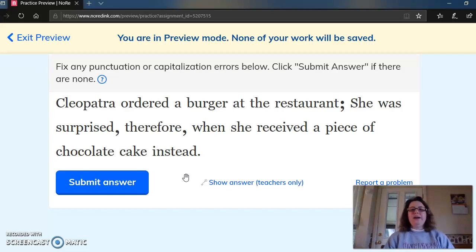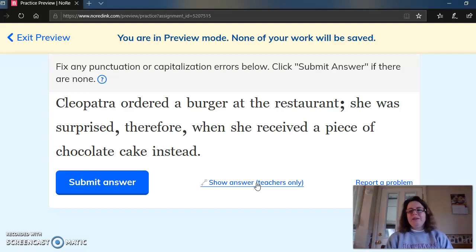Cleopatra ordered a burger at the restaurant. Semicolon. She was surprised, therefore, when she received a piece of chocolate cake instead. Now, do you see what I have wrong? If you look at she, it should not be capitalized. So I'm going to click on that. So let me look closely again. Cleopatra ordered a burger at the restaurant, semicolon, because that's the end of the thought. She was surprised, therefore, when she received a piece of chocolate cake instead.